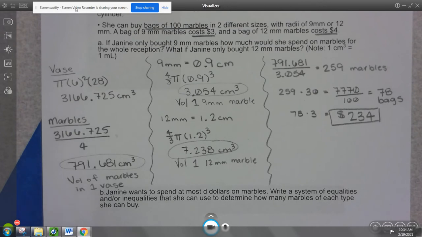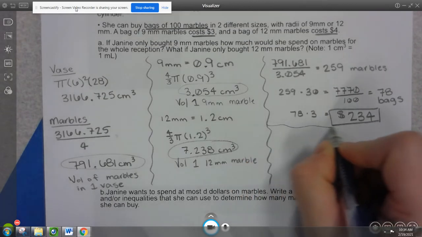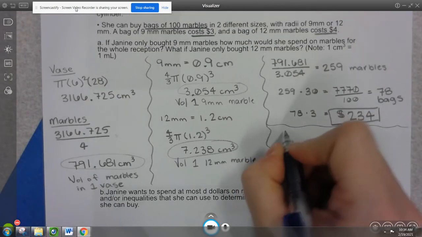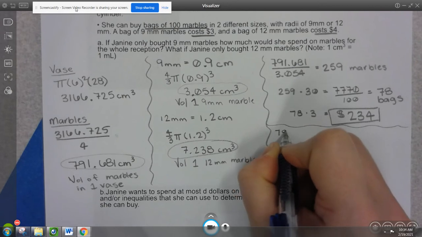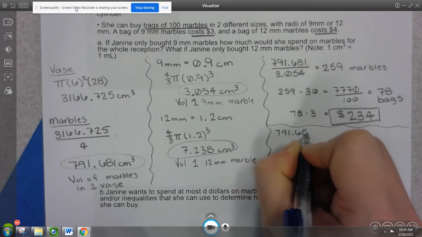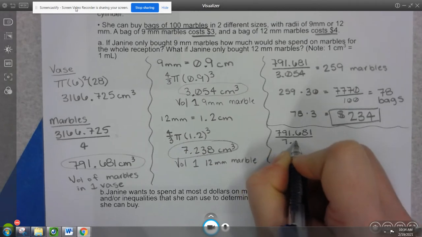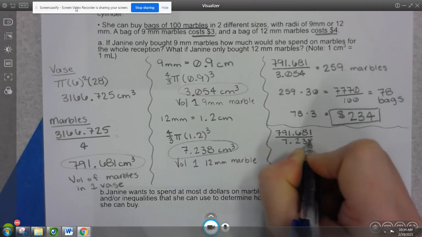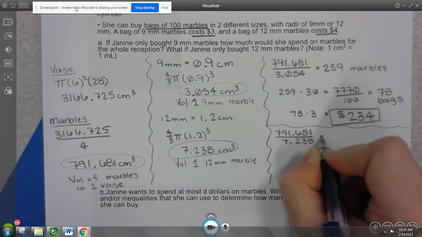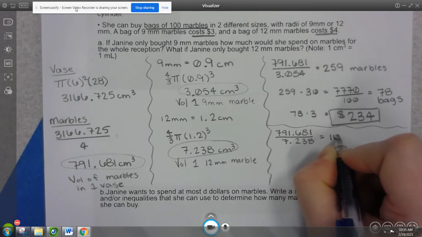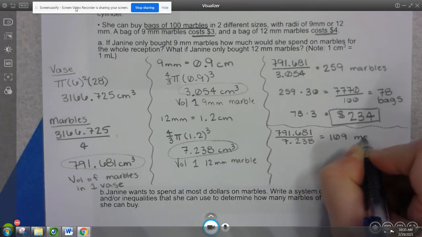And I'm going to do the same thing with 12mm. So I'm going to take my total volume, which was 791.681, and divide it by my volume of one marble, which gives me 109 marbles.